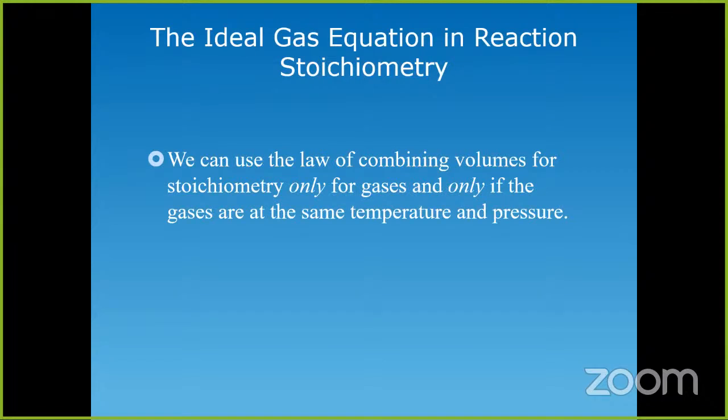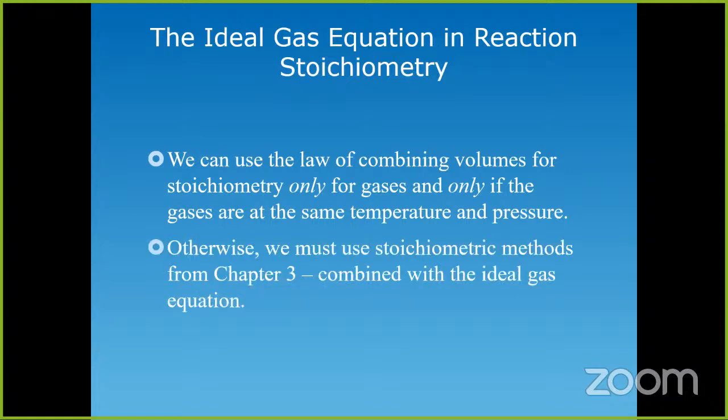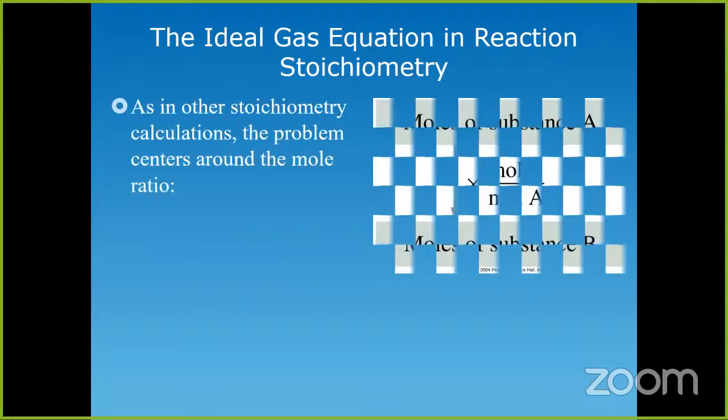So as stated here, we can use the previous law that we discussed basically for problems where all the gases are at the same temperature and pressure, but that's not always, of course, going to be the case. So what we have to do is use what we learned earlier concerning stoichiometry with what we learned in this chapter concerning the ideal gas equation, right?